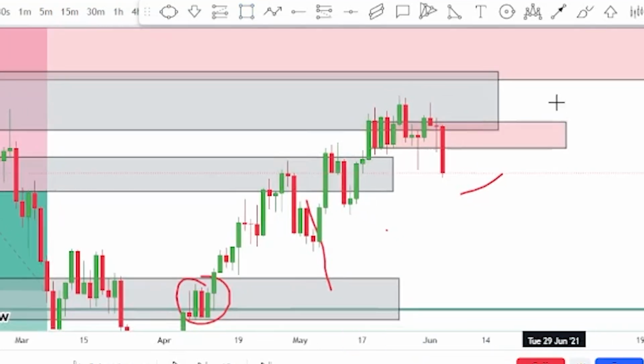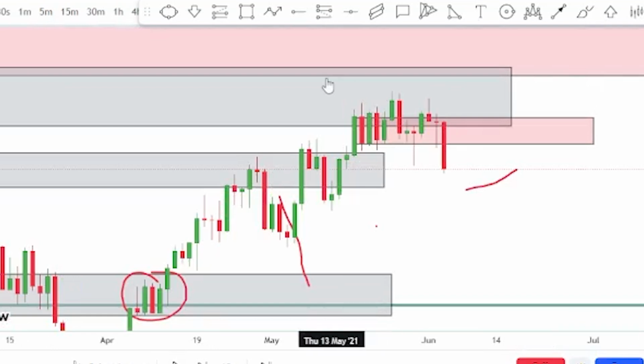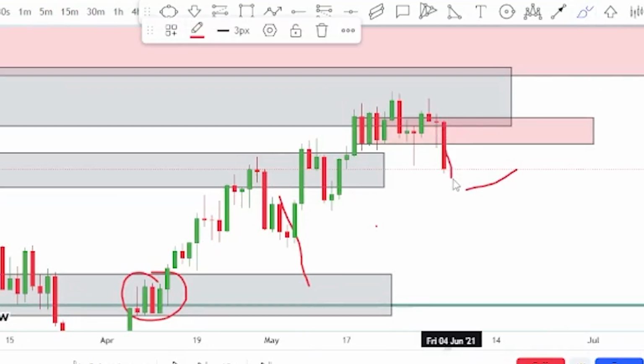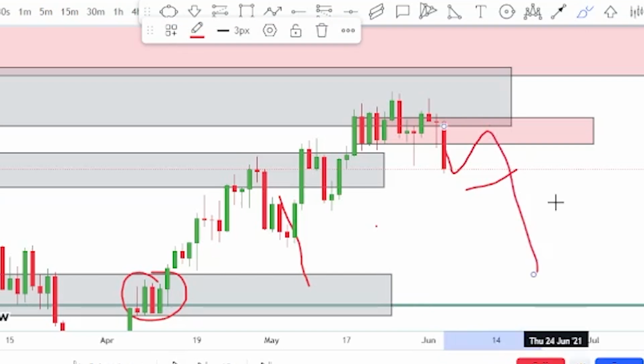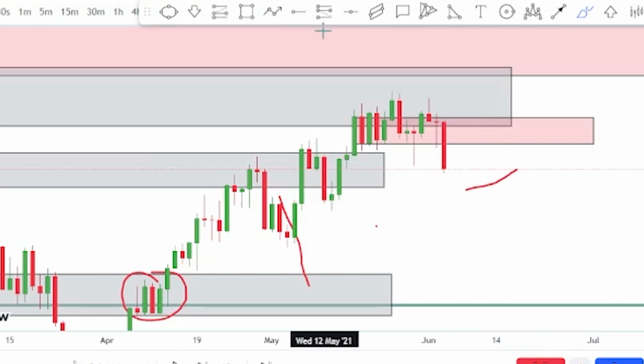supply zone, what I'm going to be looking for is this is a lower low, this is a lower high, I will be looking for a lower high to go for a lower low. So let's see what the market is going to do here so that we can enter for a sell.